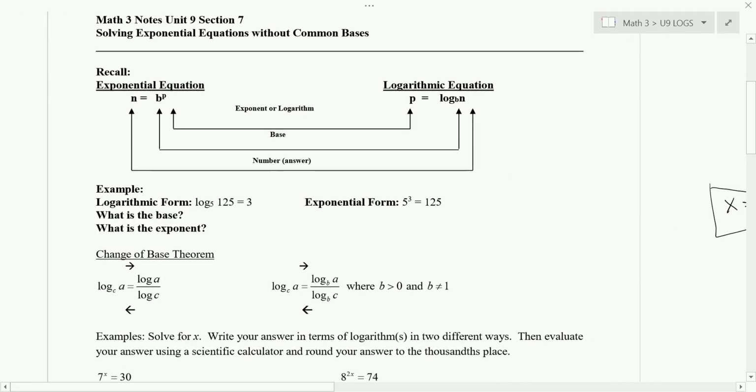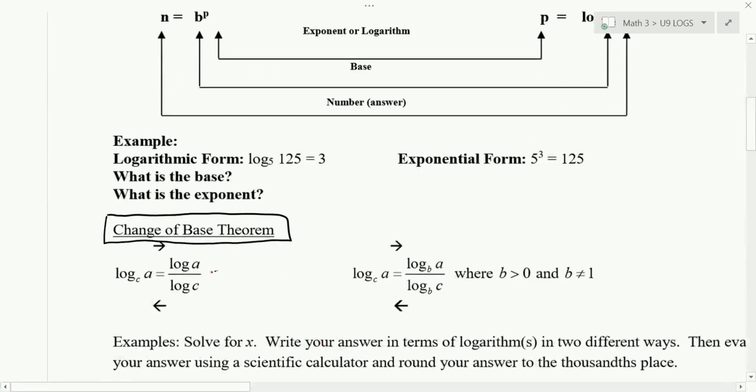We see it right here. It says the change of base theorem. So they're saying, well, if we have log base c of a, we can change that to log base 10 of a over log base 10 of c. But it doesn't have to be that. It could be the natural log of a over the natural log of c, or any other base that we want to use. And so in general, that's what they're saying over here. B could be any base you want, as long as your base is greater than 0 and not equal to 1. Okay.